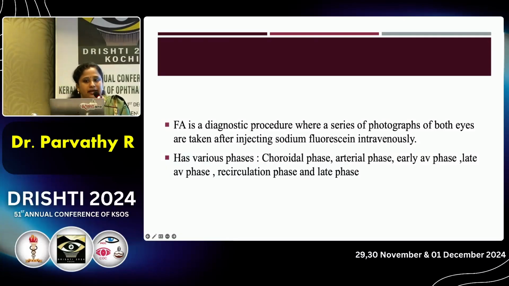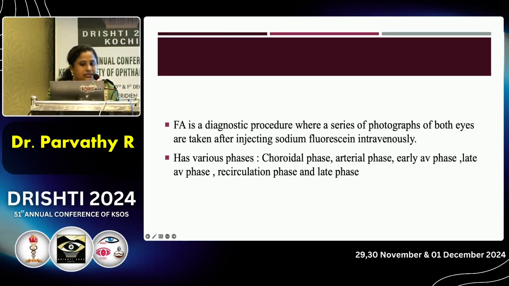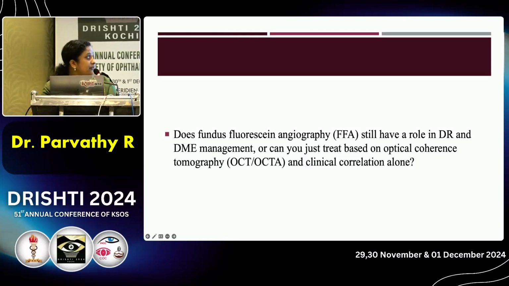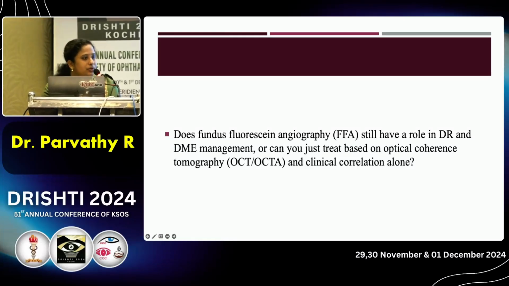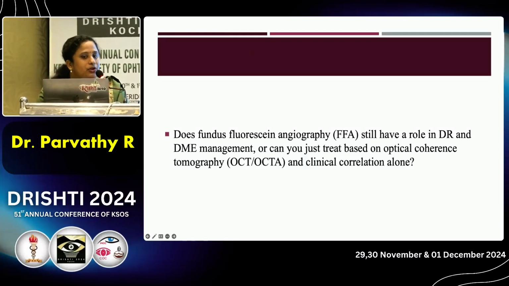So, FA is a diagnostic procedure where a series of photographs of both eyes are taken after injecting sodium fluorescein intravenously. And as we know, it has various phases like the choroidal phase, arterial phase, early AV phase, late AV phase, recirculation and late phases. Does FFA still have a role in diabetic retinopathy and DME management? Or can we just treat based on the OCT or OCTA and clinical correlation alone?